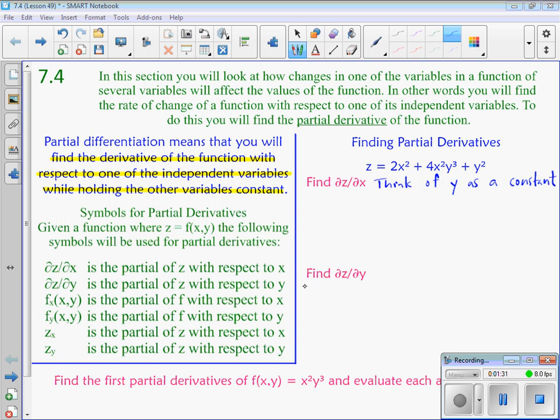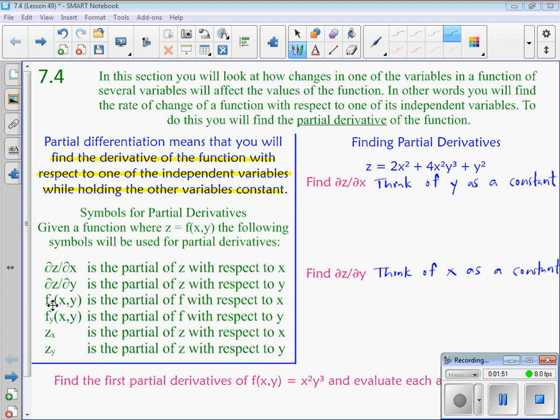Okay, how about this one, dz dy? What do you think you're going to do? Yeah, you just treat x like a constant. So let's look at the other notation here. That's the dz dy. It's with respect to y.